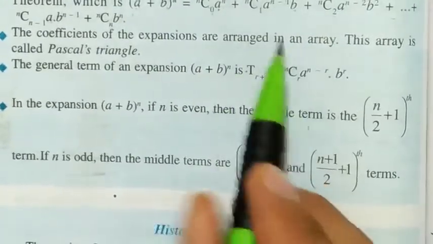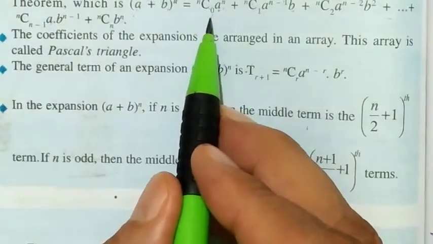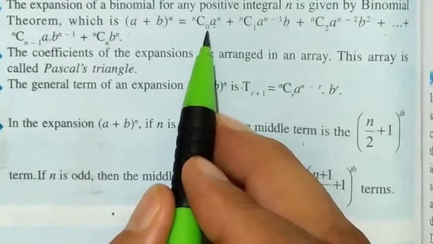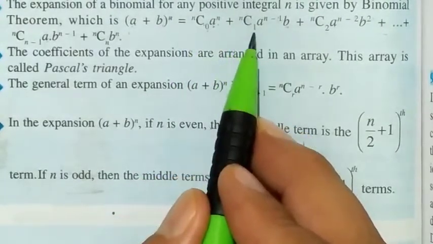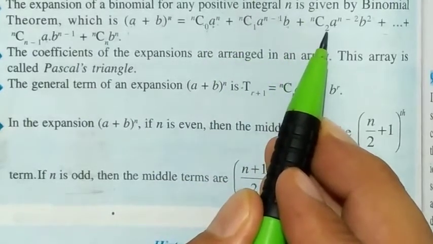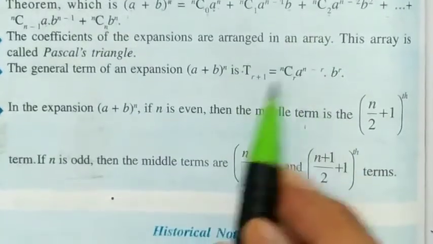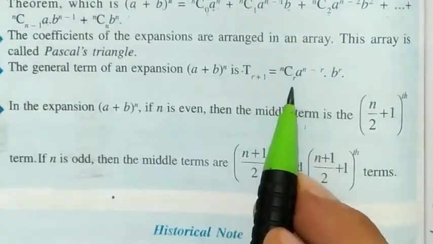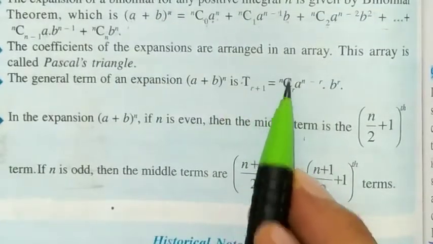nCr. Look here. This is the first term, and what we are having here? In the first term we are having nC0. In the second term nC1. In the third term nC2. Means this is the rth term, so r minus 1. So this is the (r+1)th term, so this is nCr. This is called the general term. T(r+1) is equal to nCr.